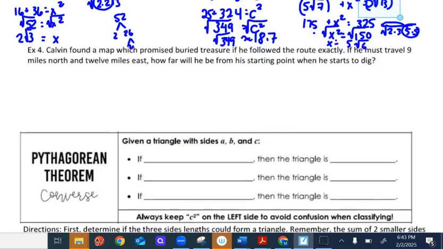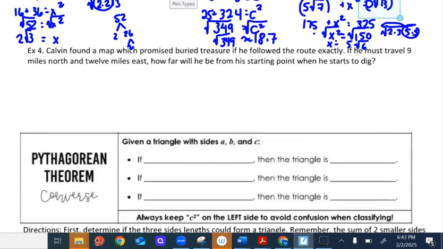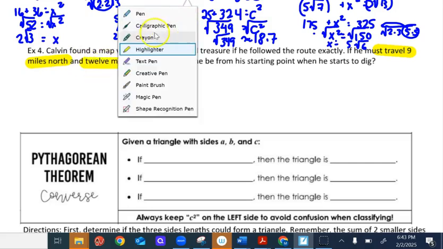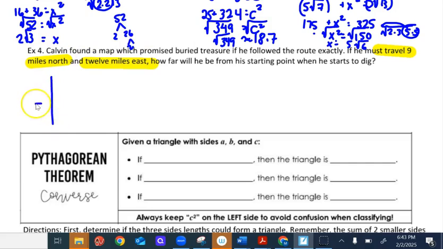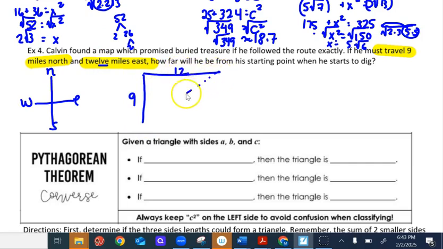Now let's look at a word problem. This one says that Calvin found a map which promised buried treasure if he followed the route exactly. He must travel 9 miles to the north and 12 miles to the east. So thinking of north, east, south, west, he went 9 miles north, 12 miles east, and we want to know how far is he now from his starting point. So just form a right triangle with that.